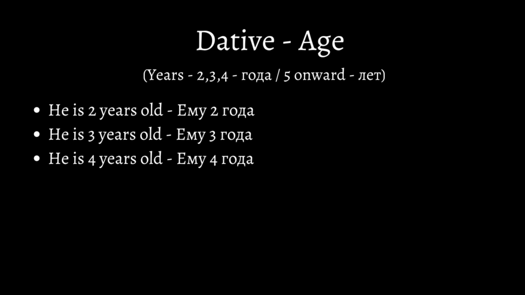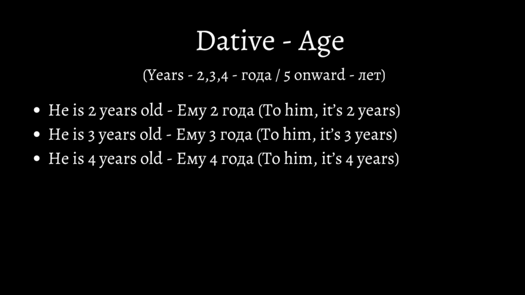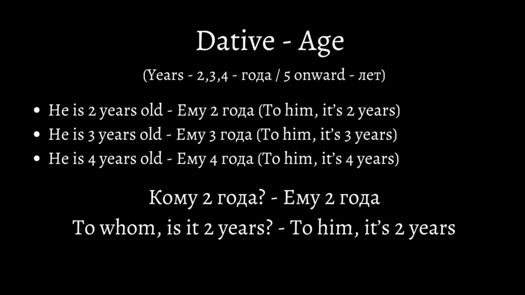Here, we have the concept of age, and it can be tricky because the word years can change under cardinal numbers. For instance, if I say, he is 2, 3, or 4 years old, the phrase will be ему 2, 3 или 4 года. It doesn't really mean he is 2 years old as much as to him it's 2 years. We can also ask кому 2 года? Ему 2 года. To whom is it 2 years? To him it's 2 years. That's the first concept of age, and it can be used with any other object pronoun.